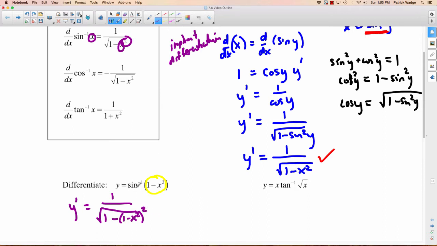Okay, that's the outer function, the inverse sine. But we also have an inner function, which is this circled bit here. So we're going to use the chain rule. We're going to multiply by the derivative of 1 minus x squared. And the derivative of that is negative 2x.